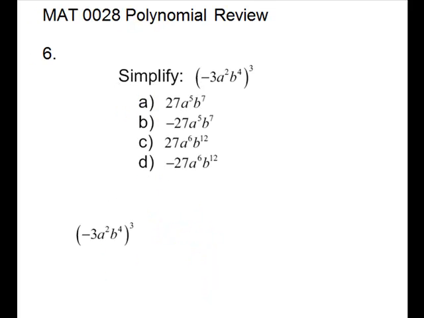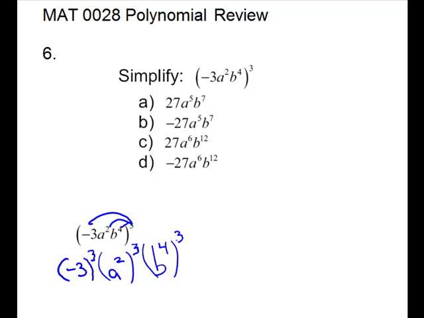Number 6, we're going to simplify. Again, we have a product to a power. So we're going to take that outside exponent to each piece. So we'll go right here below to work it out. You want to notice that your negative is on the inside of the parentheses, so it is going to go to the power. So your 3 will apply to each one. So we have -3 to the 3rd, a to the 2nd to the 3rd, and b to the 4th to the 3rd.